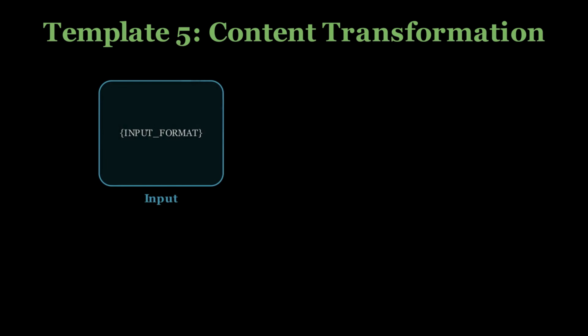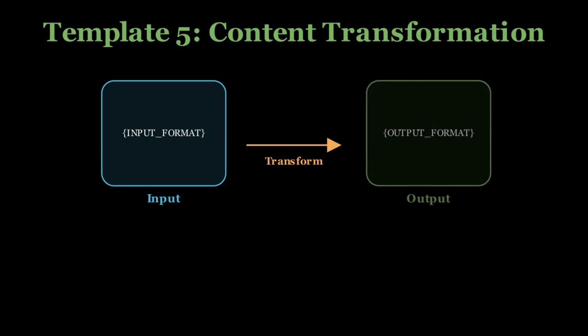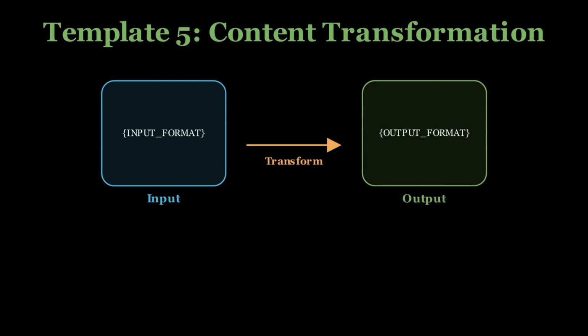Template 5. Content transformation. This template converts content from one format or style to another. Transformation is simple. Input format goes in. Transformation happens. Output format comes out. This could be technical to simple, long to short, formal to casual, or any other conversion.